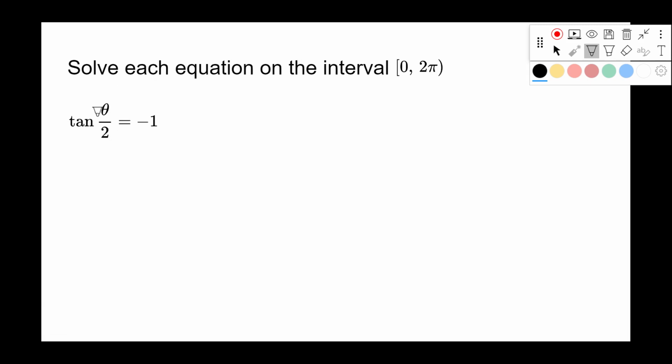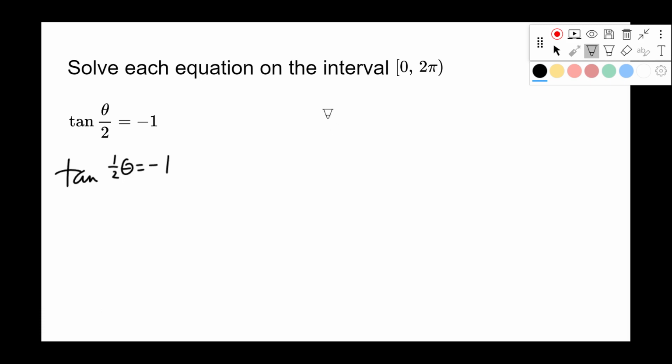Okay, let's try tan theta over 2 equals negative 1. This is a little more complicated. At least it looks a little more complicated. Well, let's rewrite this first. Theta over 2, we did this a lot when we did graphing, is 1/2 theta. So what this means is that I'm only going to go a half a time around the unit circle. I'm not going to go all the way around, only halfway.